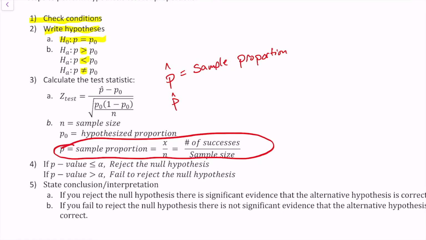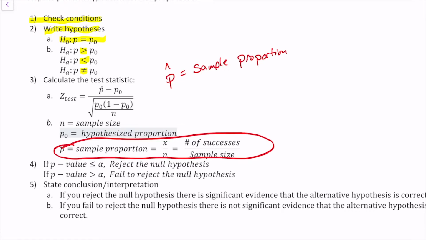Once we have p hat calculated, we then use the test statistic formula: p hat minus p naught, over the square root of p naught times 1 minus p naught over n. Once again, that square root in the denominator should look familiar. That is the standard deviation from the central limit theorem that we calculated.